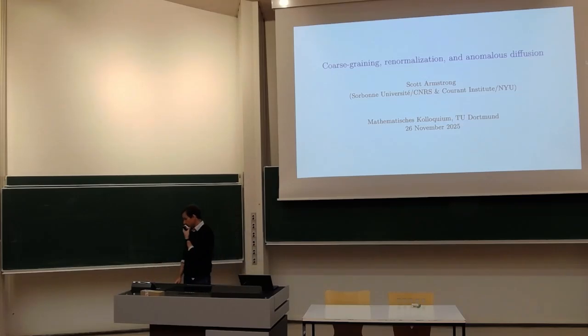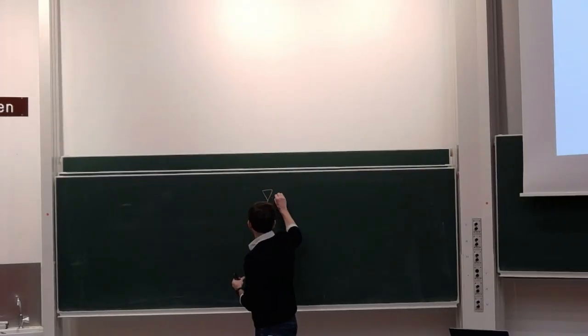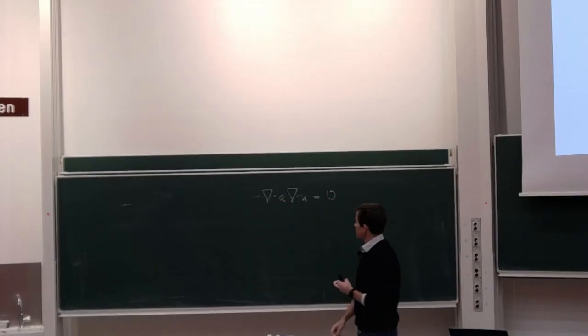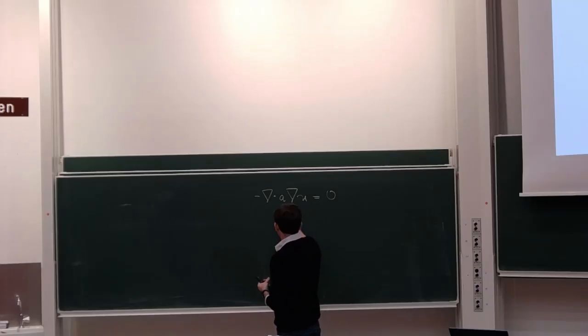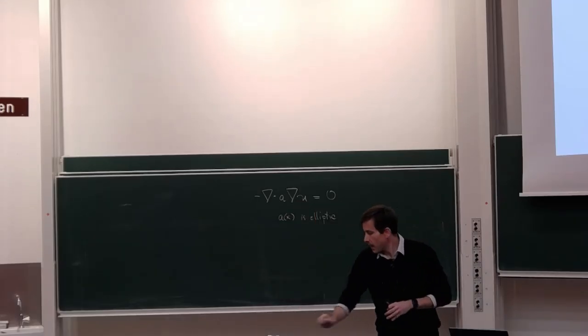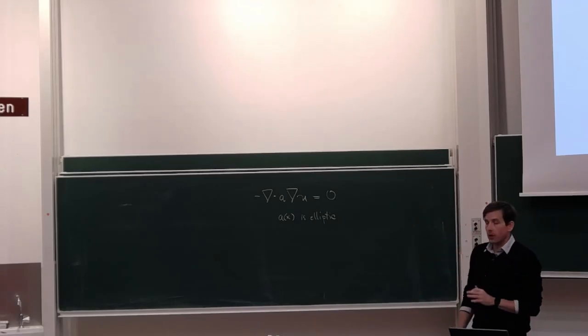So the thing we've been doing for a while is to try to understand, just for an elliptic operator like this, an elliptic equation like that, divergence A grad U equals 0, where A is somehow elliptic, which means its eigenvalues are positive and bounded. I want to understand what this equation is doing on large scales.